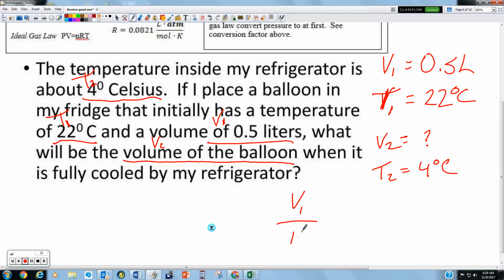V1 over T1 equals V2 over T2. And I'll make that statement again. It really doesn't matter which one you tag as V1 and T1 as long as you're making sure that the ones that go together are together. We could have very easily called 4 degrees Celsius our T1, but we would have had to change the volume of the balloon to our V1, and we could have called both of those our T2. You just have to make sure that the volume and temperature that go together are in the same fraction. All right, and this one's easier to solve because you're solving for V2, so you'll move the T2 up here and divide by T1.